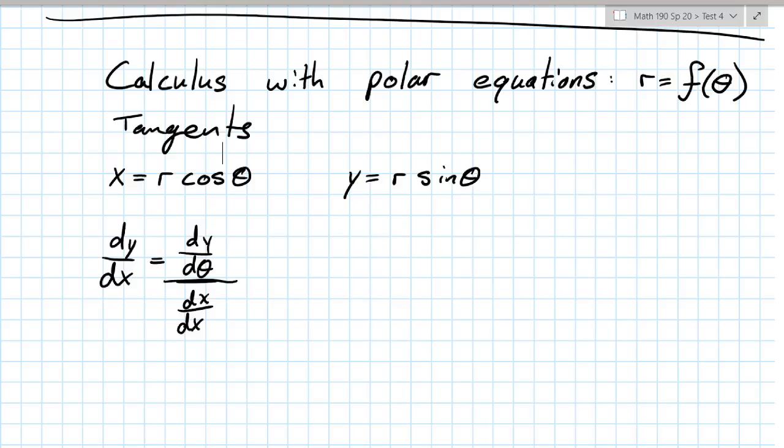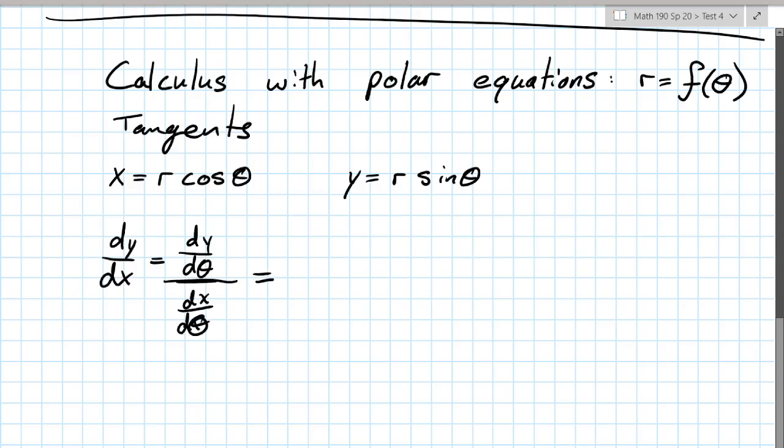We continue our discussion of polar coordinates and polar equations by looking at some calculus applications. Our first one is finding tangents and slopes of tangents. The way we can do this is we can think of our polar equation in terms of a parametrization of x equals r cosine theta, y equals r sine theta, and use the derivative slope of the tangent line of a parametric curve that we developed last section. And we have dy/dx as dy/d theta over dx/d theta.